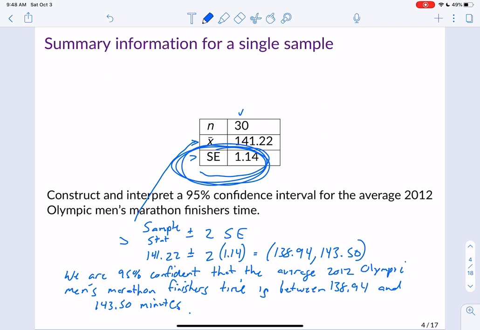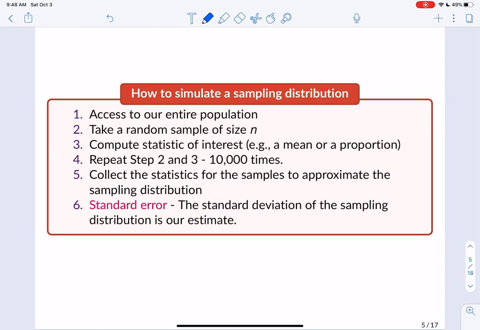But let me just recap before I do this, so that you understand how this process works. How do we simulate a sampling distribution? First and foremost, we need to have access to our entire population. In the case of the example I just showed you, the Olympic 2012 men's marathon finishers' times, we had access to all 87 men's times. Then we take a random sample of size n, and in this situation we allowed n to equal 30. We compute our statistic of interest, for example a mean or a proportion. In this case, it was the average men's finishing times, so that was a mean.